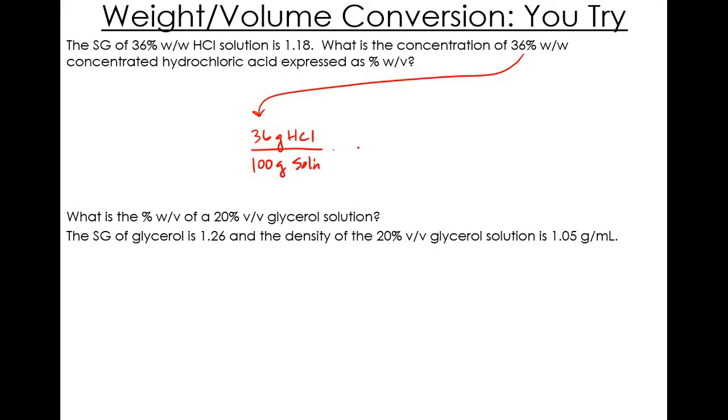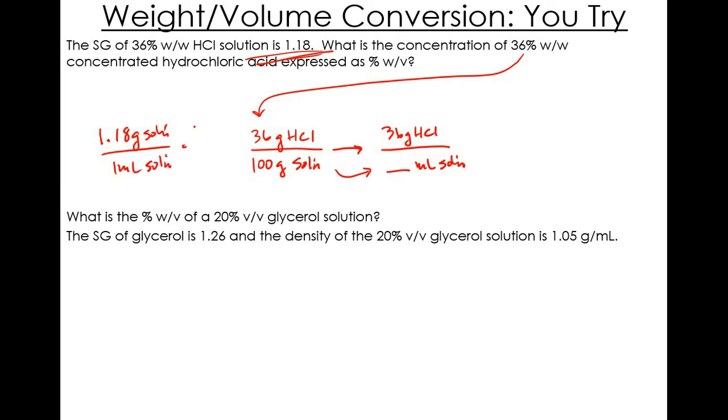The goal here is to convert the grams of hydrochloric acid, which we already have, into per mil of solution, which we don't know. So we have to convert grams of solution to mils of solution, and we're given the solution specific gravity to do that. All right, so we can set up 1.18 grams solution per mil of solution, and we want to know for 100 grams of solution how many mils is that.